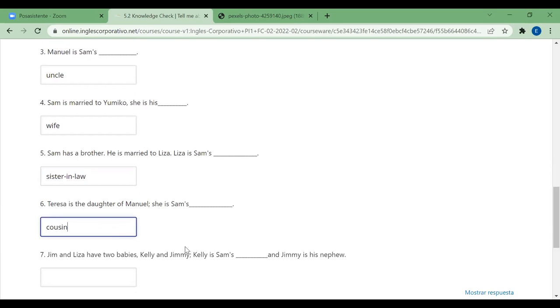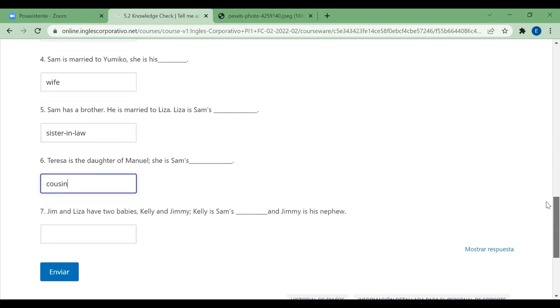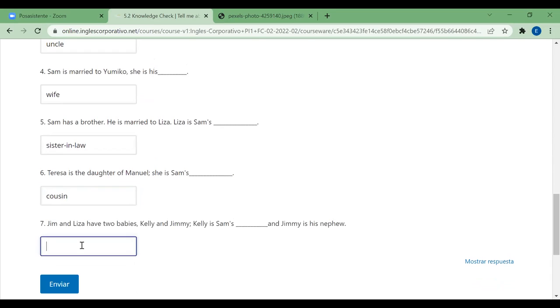Cousin. Excellent. Number seven. Jean and Lisa have two babies, Kelly and Jimmy. Kelly is Sam's niece and Jimmy is his nephew. Okay, let's see if you're right.